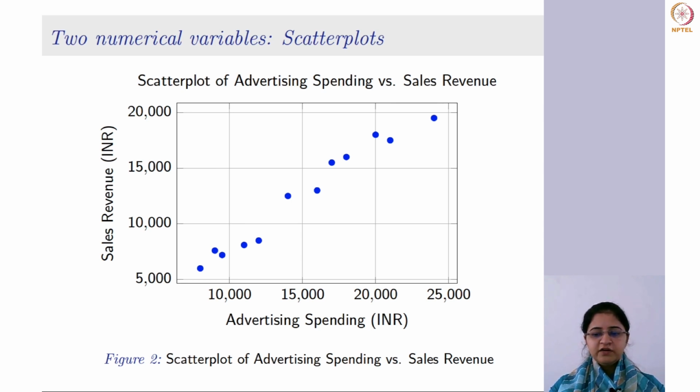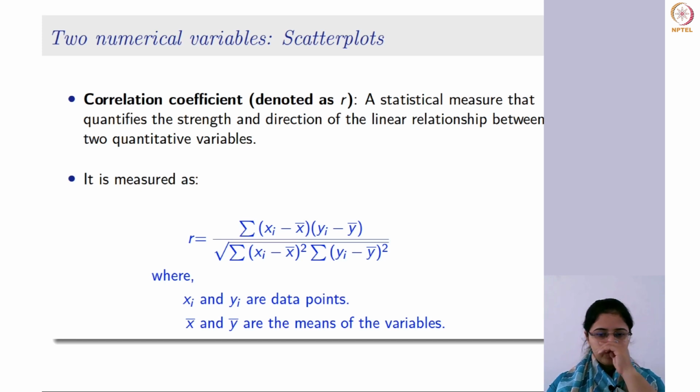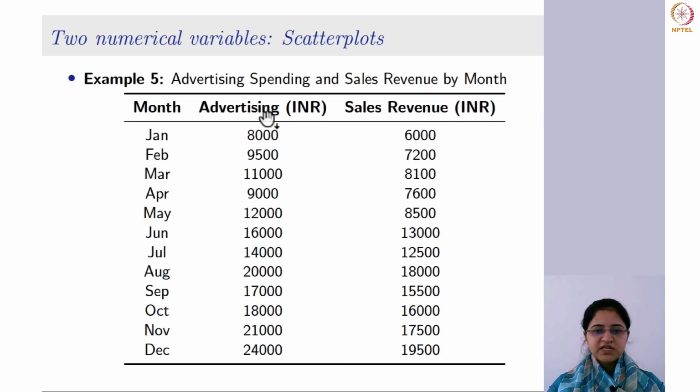In order to do that, we have one measure which is the correlation coefficient, and it is a statistical measure that quantifies the strength and direction of the linear relationship between two quantitative variables, that is, the numerical variables. So how do we calculate it? The formula is this. In the numerator, you have the summation of xi minus x bar. Basically, the xi's are the data points which correspond to advertising spend, and the yi's are the sales revenue. Over here, this is x, this is y.